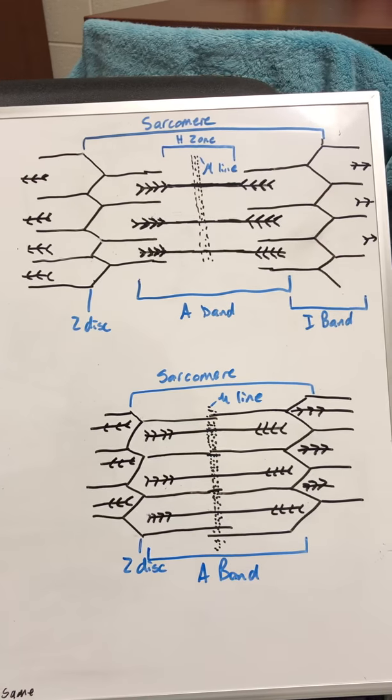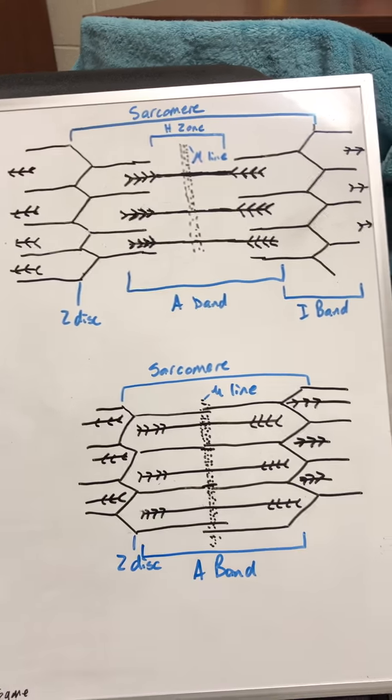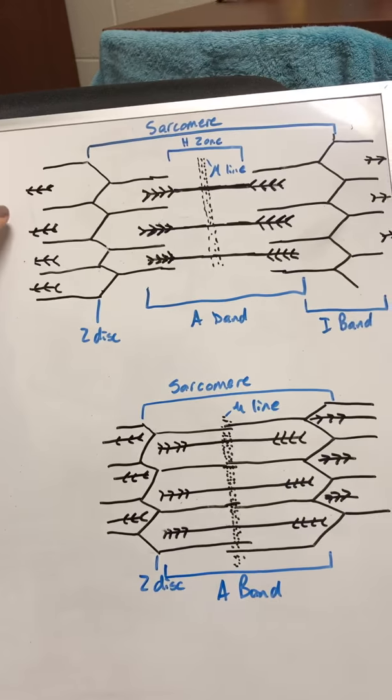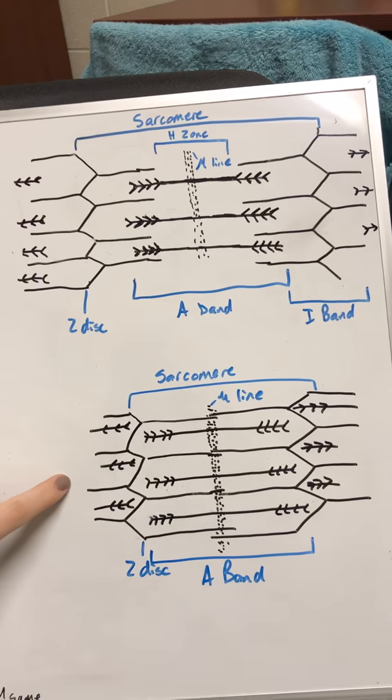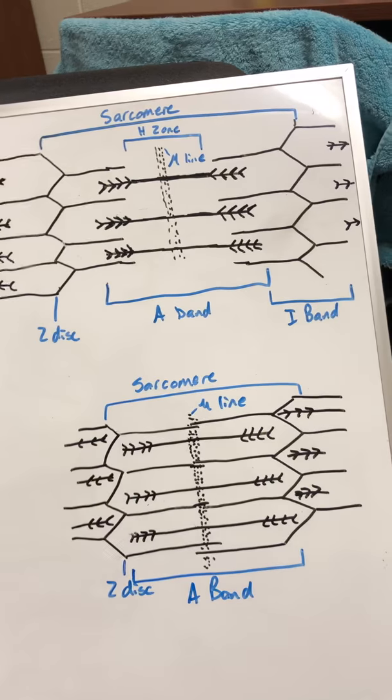Welcome to the third video of skeletal muscle contraction. In this one I'll be explaining cross-bridge cycling. So this takes place in the sarcomere. Pictured here we have a relaxed sarcomere on top and a fully contracted one on the bottom. So I'm going to explain how it gets fully contracted.